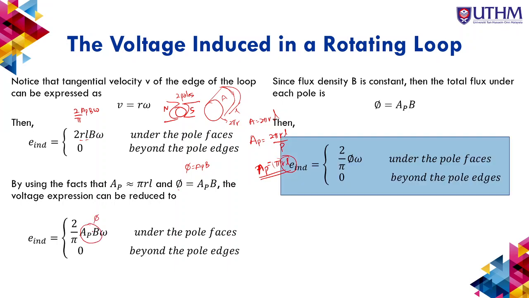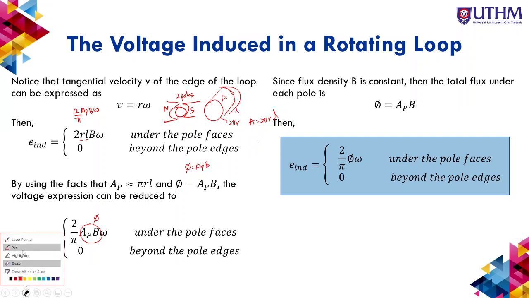Okay, so now the final formula for this induced voltage is like this. This is in the case of only two poles and one rotating loop. So how about when there are many loops, multiple loops, N loops? Later we will talk about this.